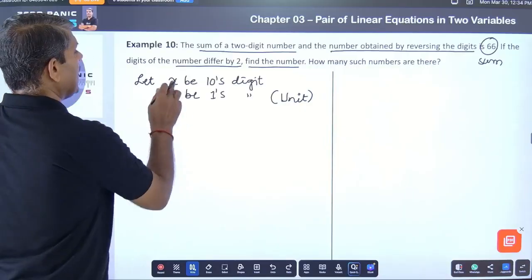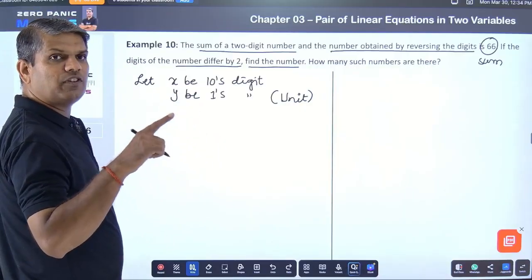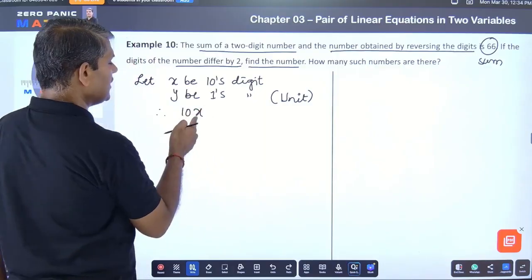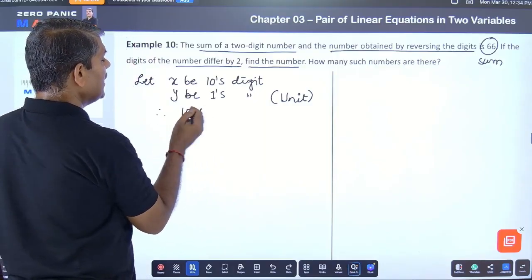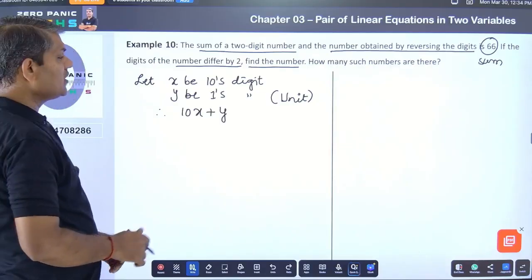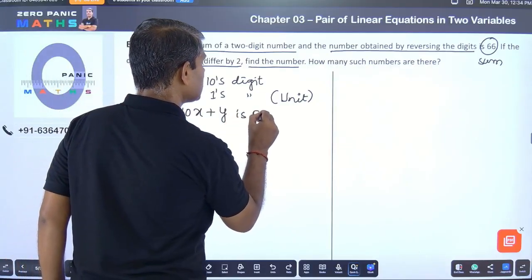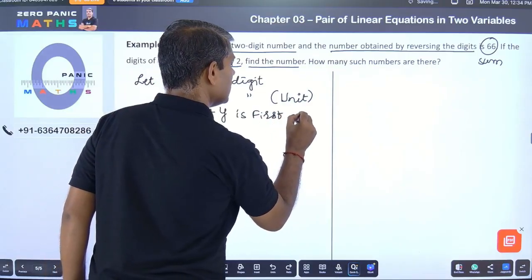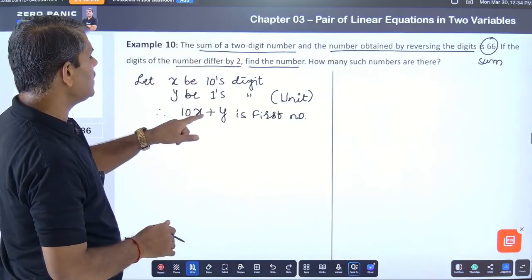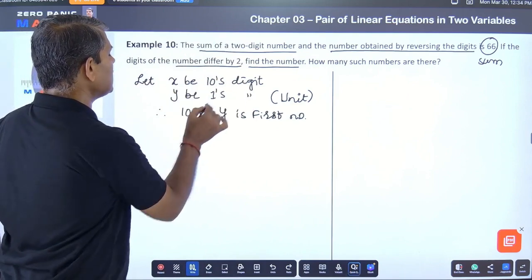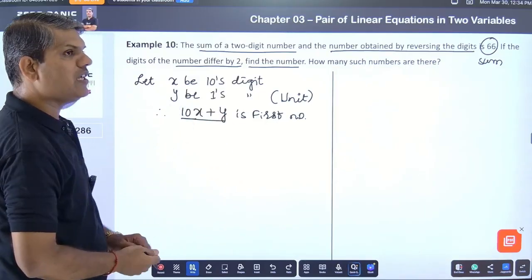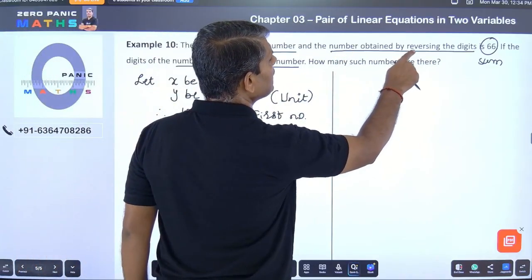As I told you, 53 is written as 5 into 10 plus 3, so therefore it is 10x, that is the x digit at the tens position, and y into 1, that is y. This is the first number. You understood this? So the first number they have given is a two digit number. Now we have considered x as the tens digit and y as the unit digit. So the whole first number is 10x plus y.